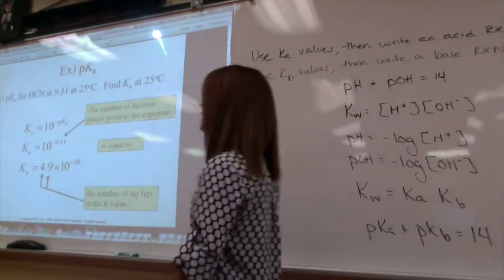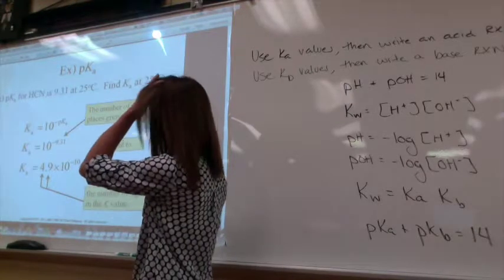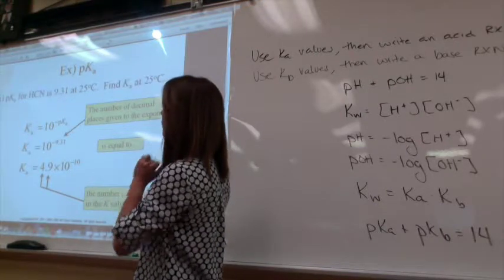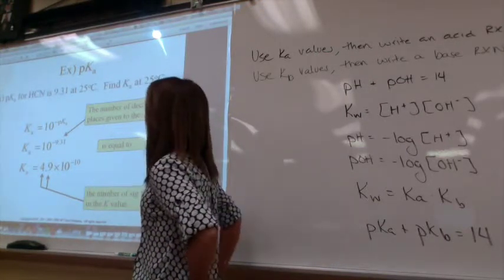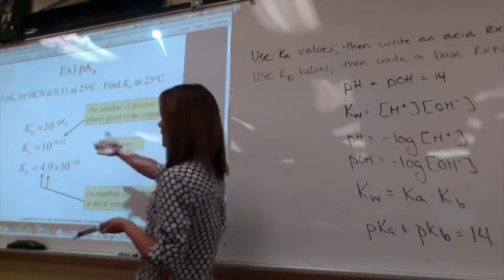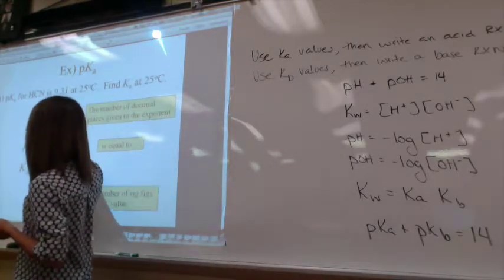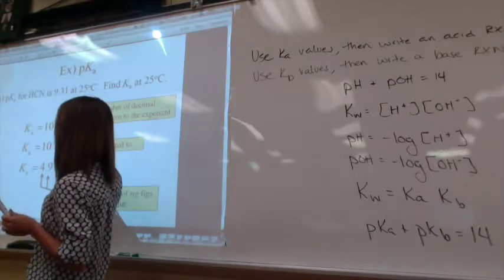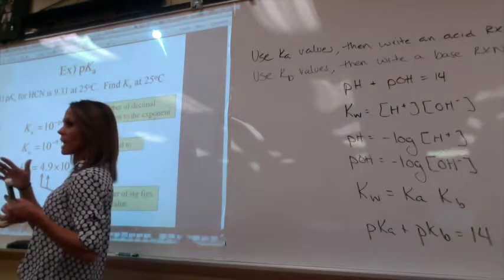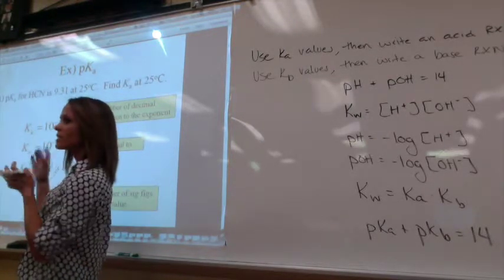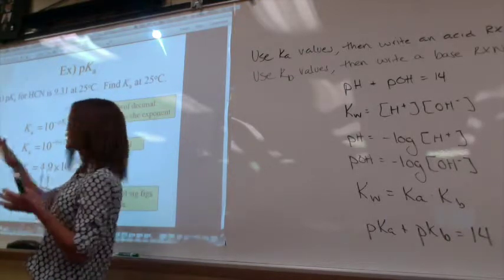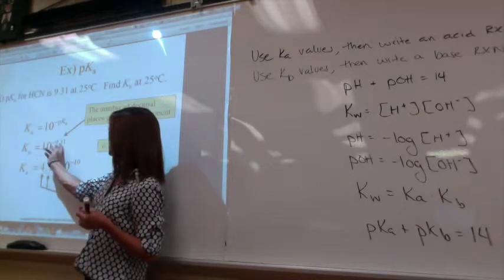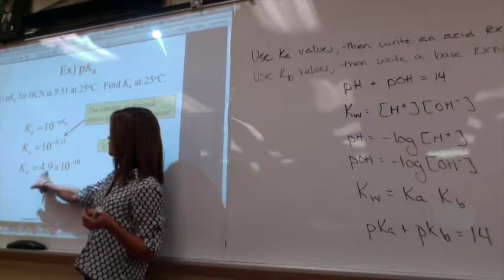All right, so find Ka at 25 degrees C for hydrocyanic acid with a pKa of 9.31. If you're given the pKa, you can just set this up. Ka is equal to 10 to the negative pKa, and then you plug in your pKa value, which is negative 9.31. All right, so reverse of what you did, same thing with pH. If you have your pH, you take the decimals, and the decimals become the sig figs. If you have a pKa, you take the decimals, and the decimals become the number of sig figs. So because this has 2 decimals, then it needs to have 2 significant figures in the Ka value.